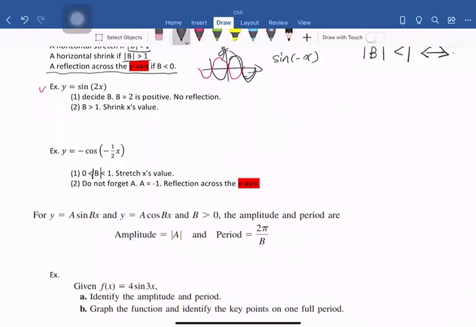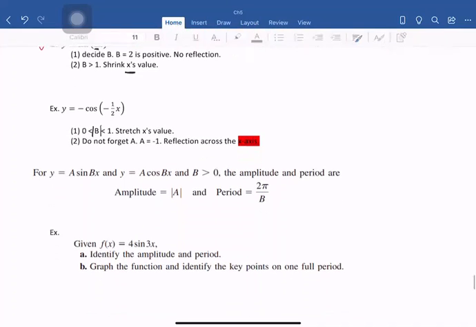y equals sine 2x. Decide the b. b equals 2 because the number in front of the x is positive. So no reflection, and b is greater than 1, so shrink x value.